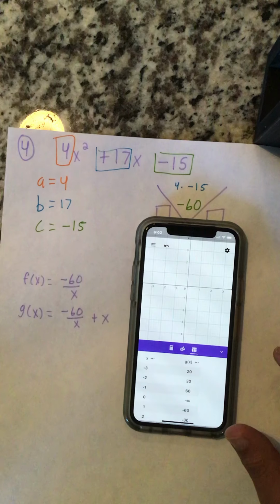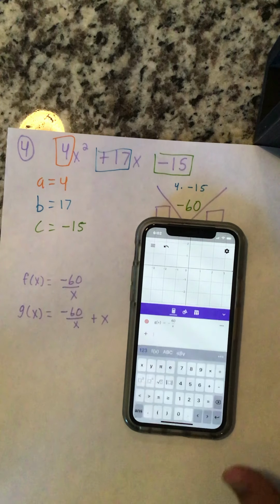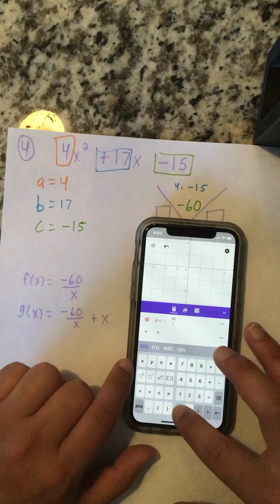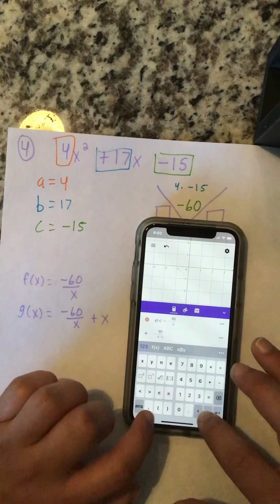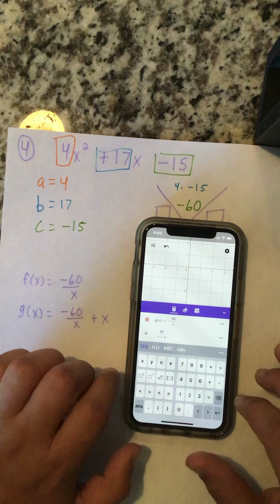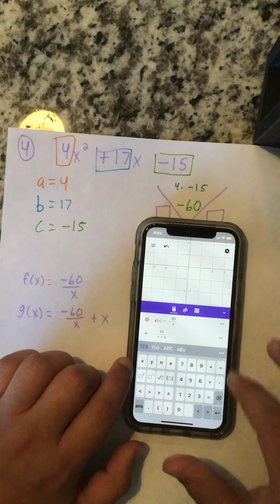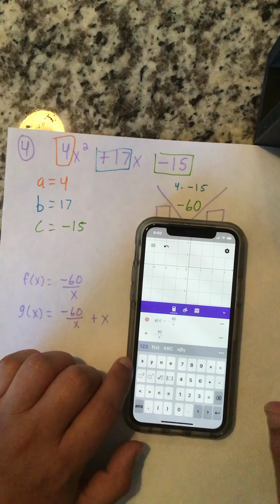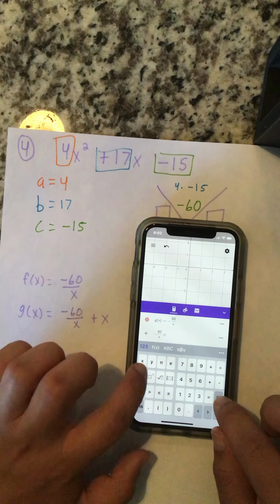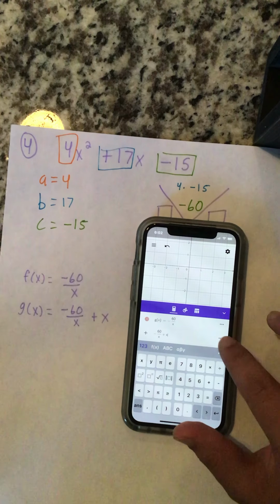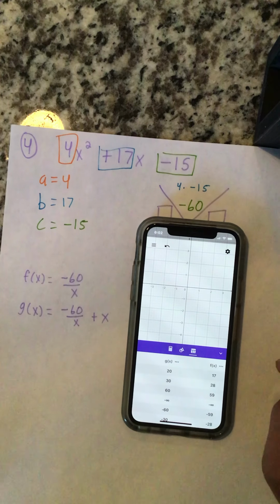Do the same thing. Negative 60 over x plus x. See, that's where you can mess up. You put plus x over here, so it looks like that. Click the 3 dots, table of values, and we're good.